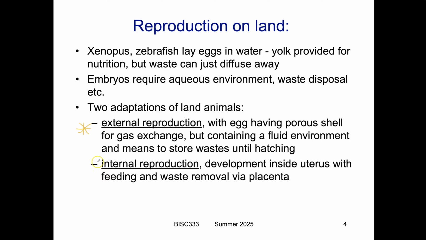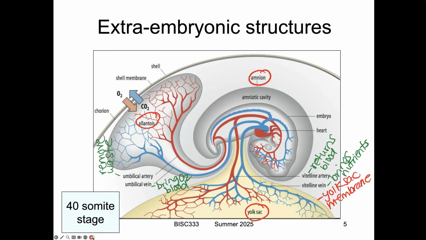And so the mouse and humans, of course, and other mammals, there's very little yolk. There's a little bit in the egg for those few days before implantation and development of the placenta, but there's not these huge amounts of yolk to contend with.